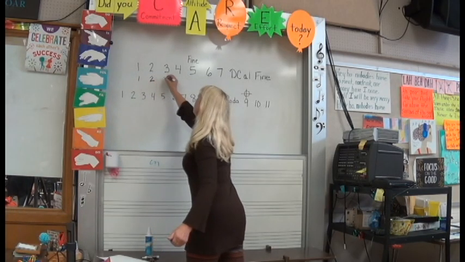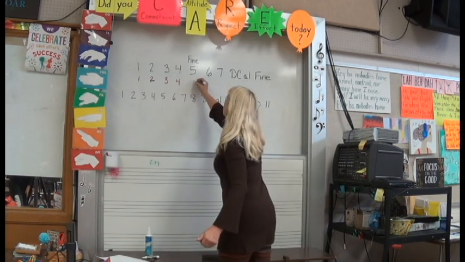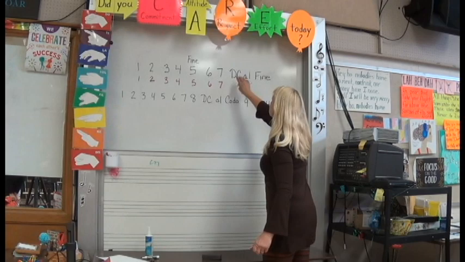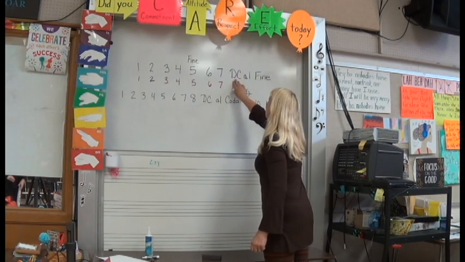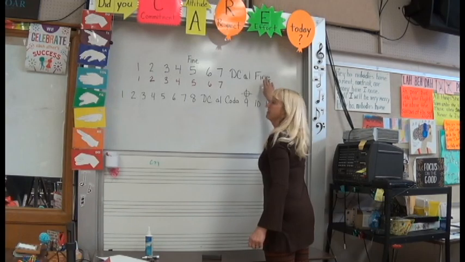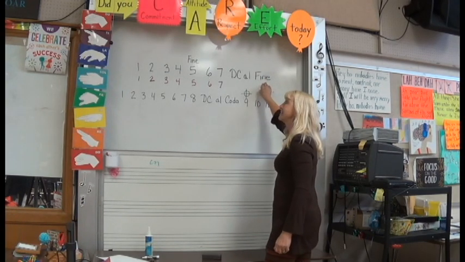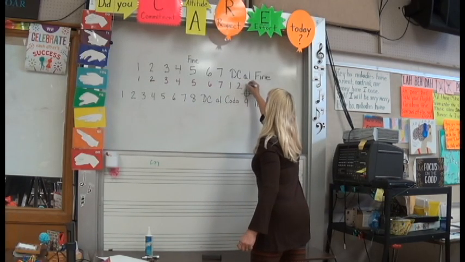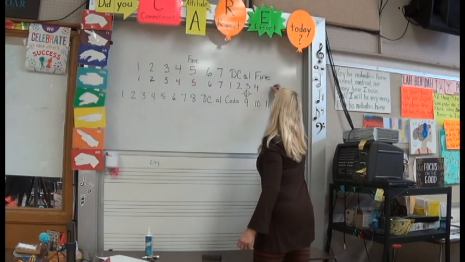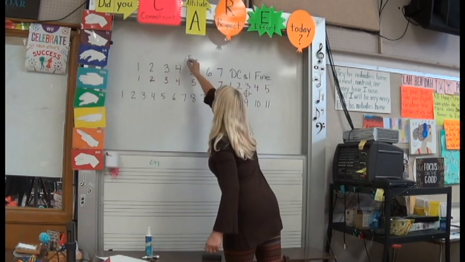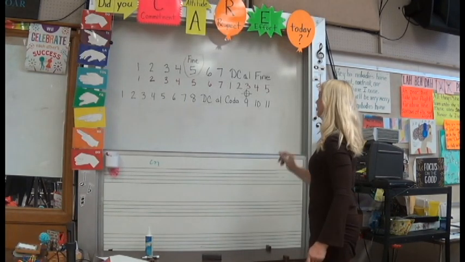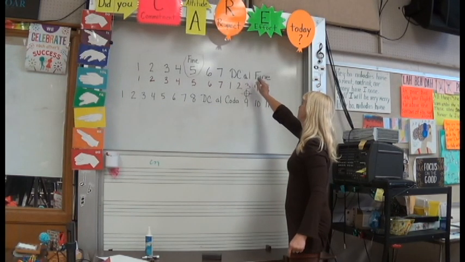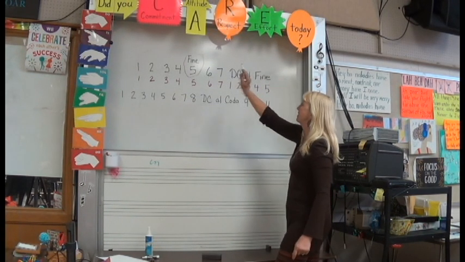1, 2, 3, 4, 5. We keep going. 6, 7. DC al fine. Go back to the beginning and stop at the fine. So we're now going to do 1, 2, 3, 4, 5. And we stop because that's where the fine is. Okay? DC al fine. What does it mean? Go back to the beginning and stop at the fine.